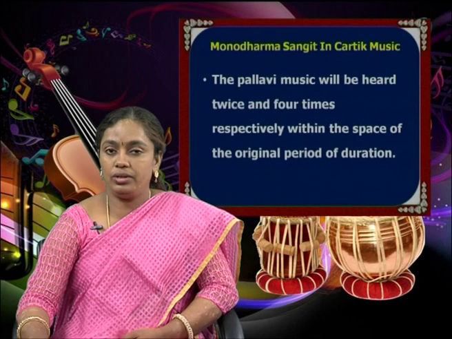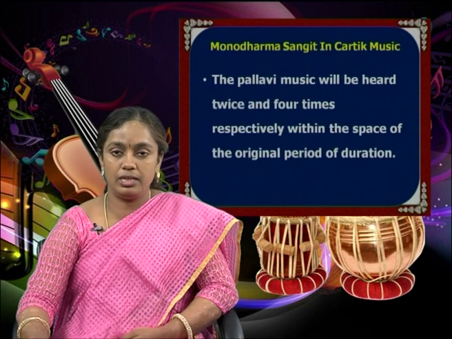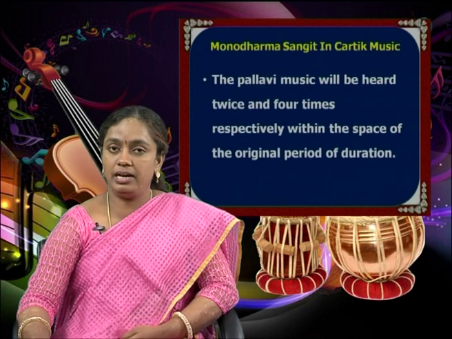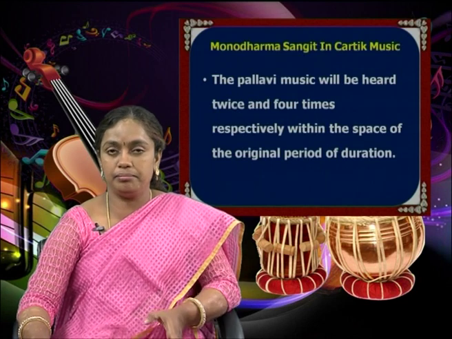So this is called Anuloma. The Pallavi music will be heard twice and 4 times respectively within the space of the original period of duration. That is, if you make a first speed and third speed of this medium Pallavi, it comes like this.